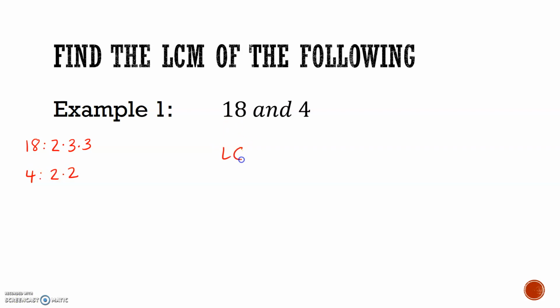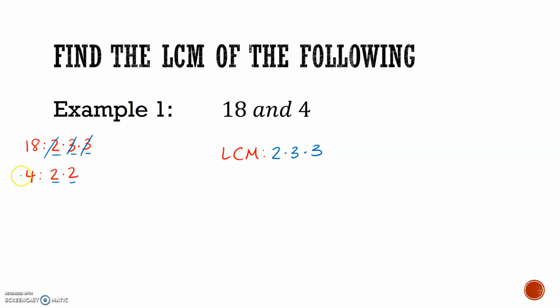Now, to find the least common multiple, after you have all the factors, you're going to choose one of them to write down. So you can either pick 2 times 3 times 3 or 2 times 2. It does not matter. This one has more numbers, so I'm just going to pick 2 times 3 times 3. So I've used this 2, I've used this 3, and I've used this 3 in my least common multiple.